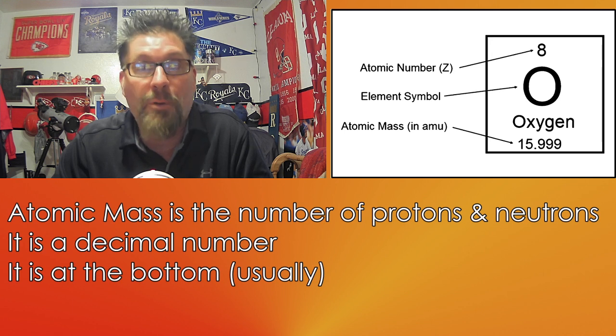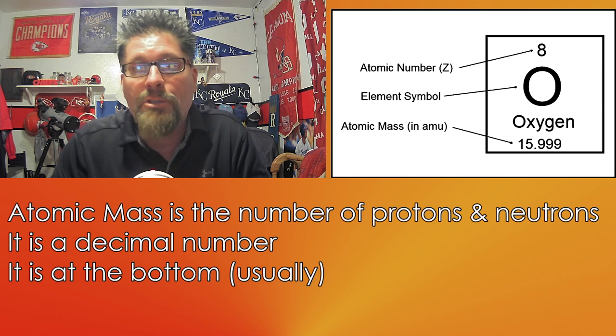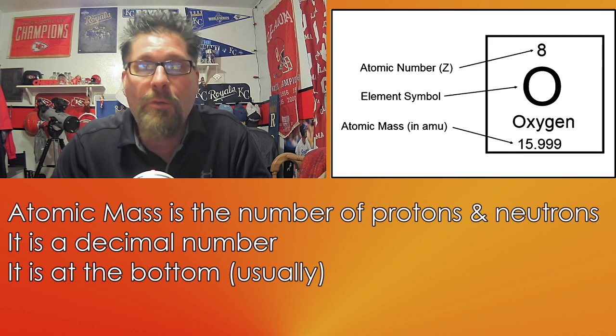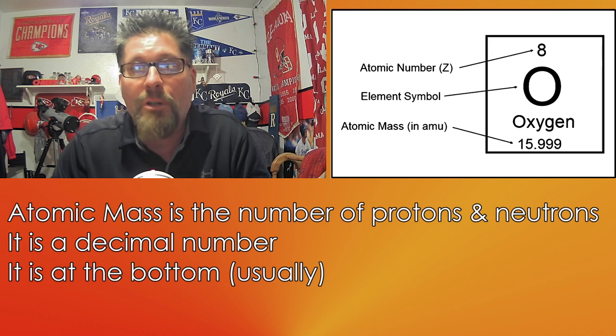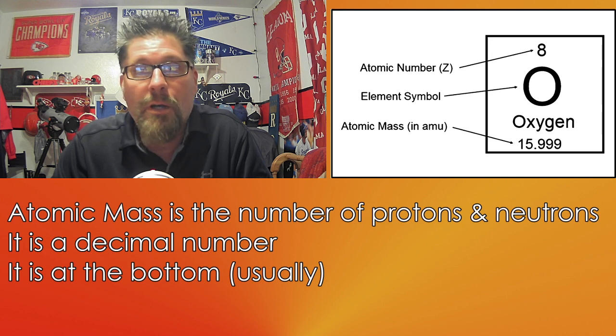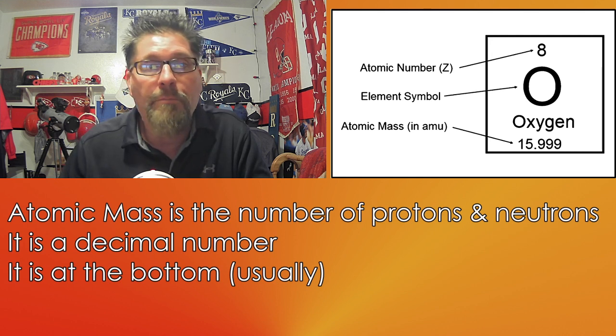And it is a decimal number, and there's a reason for that. We may talk about it in class, but you'd have to actually take a chemistry class to fully get that concept. But it is a decimal number because it's an average of all the isotopes, and we're not going to get into isotopes. If you take a chemistry class, or just ask me in class if you truly want to know, we can. And this number is usually at the bottom of the square. Again, I say usually, as they could be in other locations, but typically it is at the bottom.